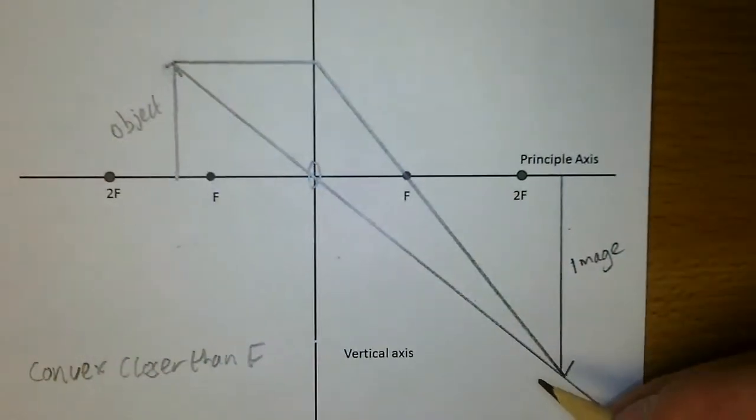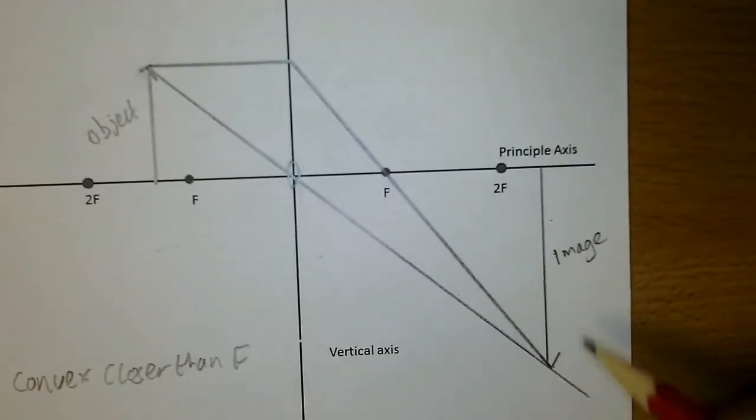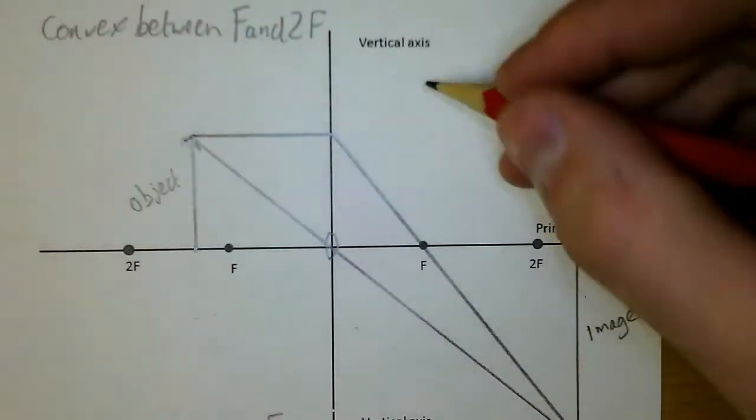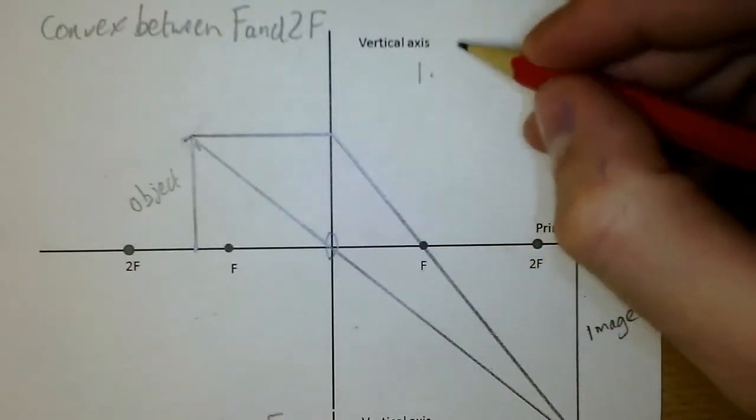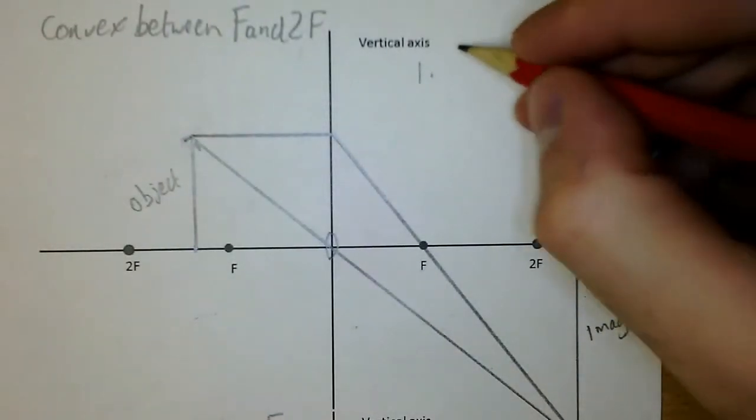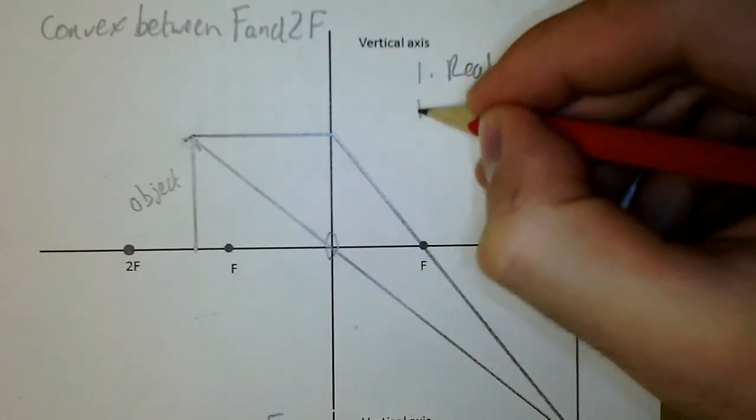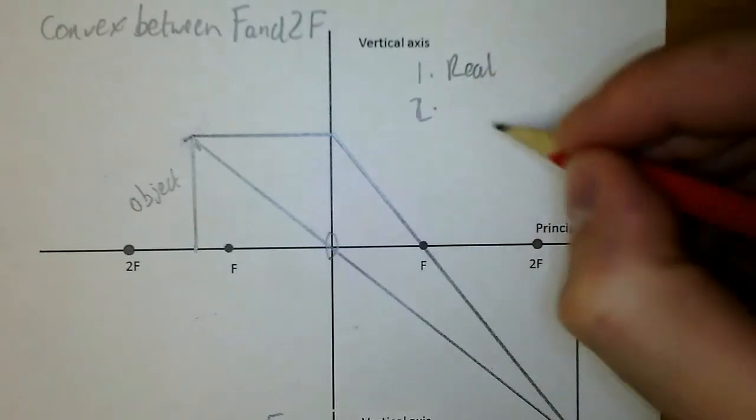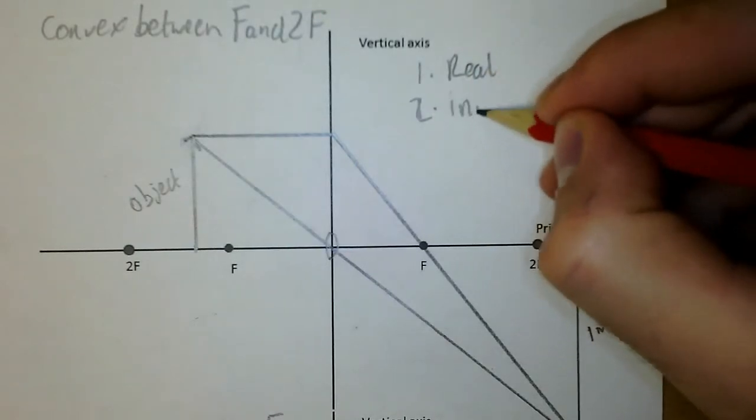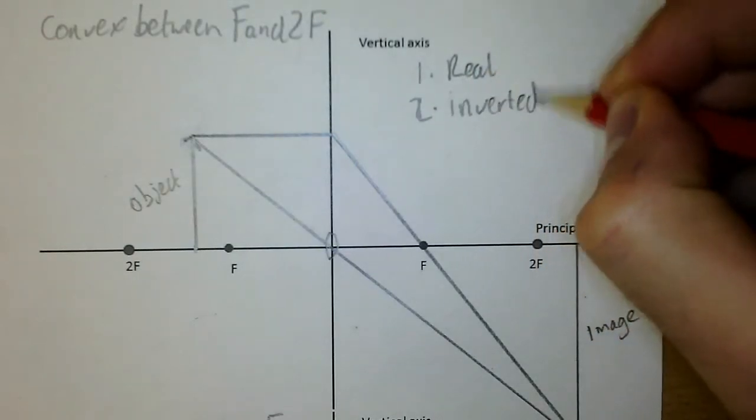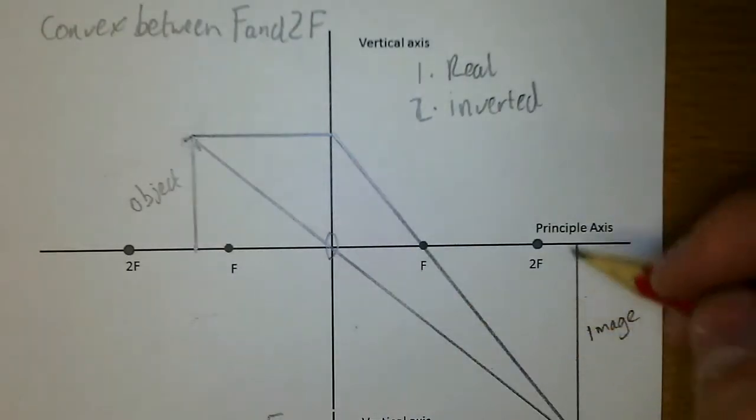So this time, what do we notice about the image compared to the object? So again, is it real or virtual? So it's on the opposite side of the lens, so it's got to be real. Is it inverted or upright? Okay, it is inverted, because again, it's flipped upside down.